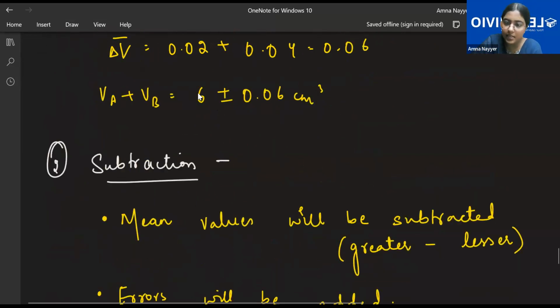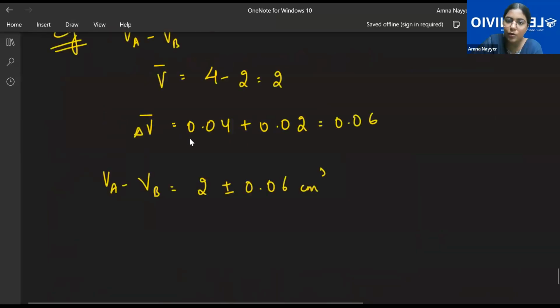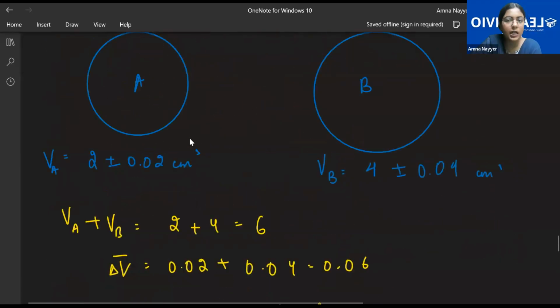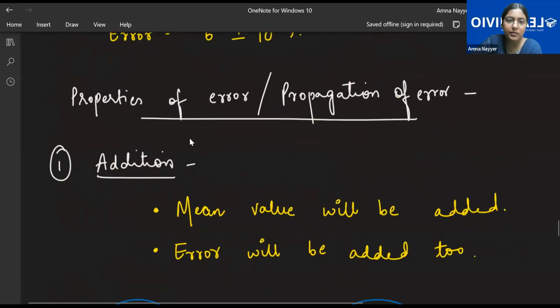Adding will give 6 here. Subtracting will give 2 here, but errors will always be added. Got it? Okay. Write it down. Write it from here.